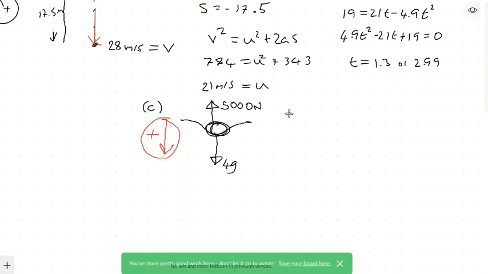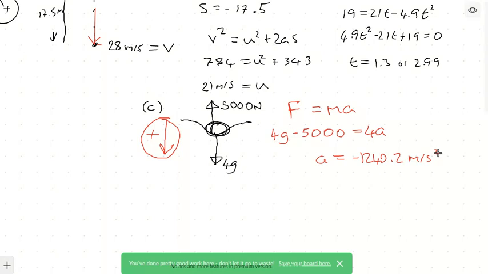But this is an F equals ma problem. And so if we've taken down as positive, we'll have 4g minus 5,000 equals 4a. And from that, I can work out the acceleration. 4 times 9.8 minus 5,000, divided by 4, comes to minus 1240.2. Now you might look at that and say that is a crazy answer. Minus 1,000 meters per second squared.